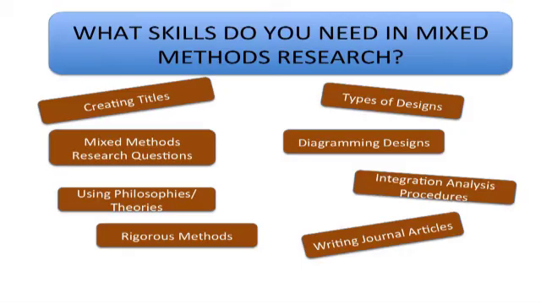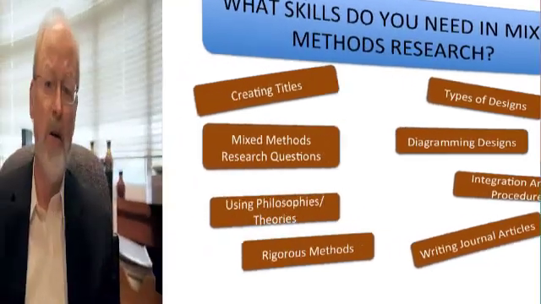Thinking through the different types of mixed method designs that are out there and choosing one that would work to study your problem. And how you then visualize that design by drawing a diagram. And then how to integrate data when you have both text and numbers and you're trying to put them together. And then also how to write a mixed methods journal article, because mixed method studies tend to be long and you need to think about how you're going to shorten them for certain journals that have restricted page limits.